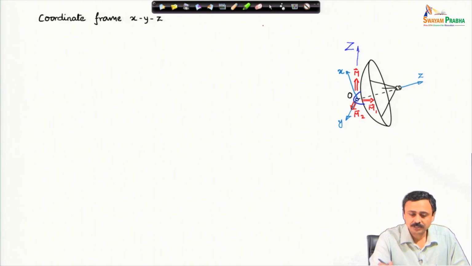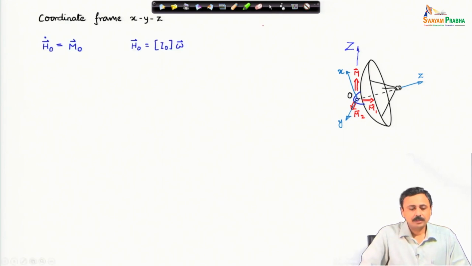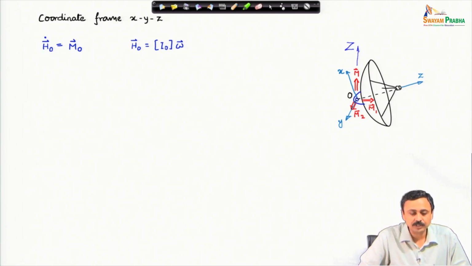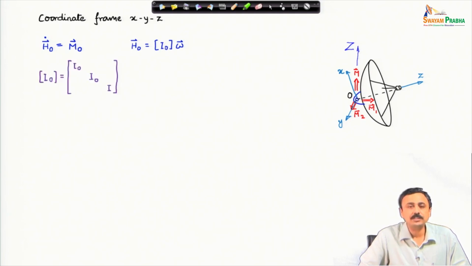Let us proceed with this. I will use this equation of angular momentum. H_O dot is M_O, about that fixed point O, a fixed point in inertial space about which this is rotating, and H_O is the moment of inertia tensor times the angular velocity vector. The moment of inertia tensor is already specified in this problem.